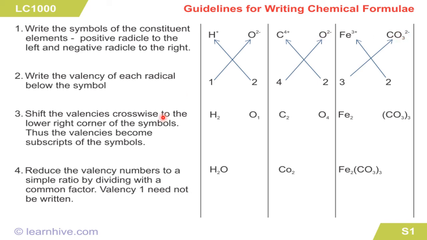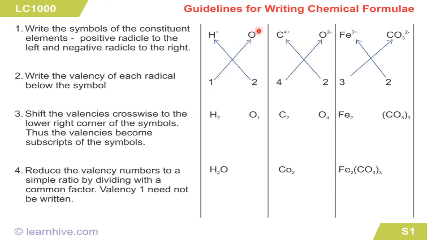Next is to reduce the valency numbers to a simple ratio by dividing with a common factor. Valency 1 need not be written. For example, here water. +1 will come here, -2 will come this side. That means this +1 will come here, meaning O1, and this 2 will come here. Either you can put an arrow mark like this, or this is taken by this. In this way also you can understand.